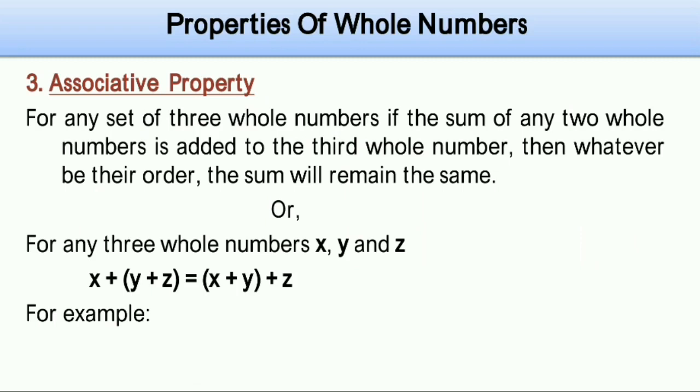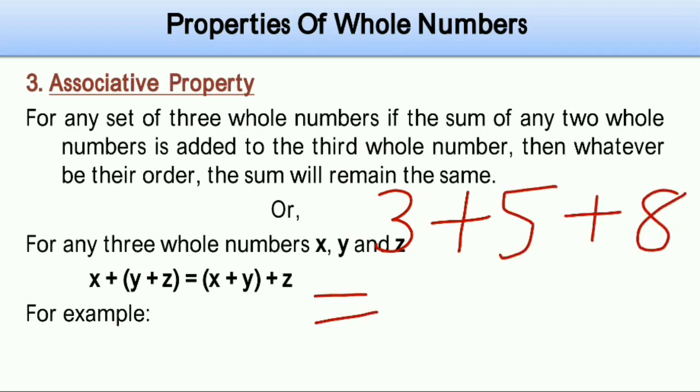What does it say? We'll learn through an example. Suppose that we are going to add any three whole numbers, then how do we add? Suppose we have to add 3, 5 and 8. If we have to add these three whole numbers, then how do we add?